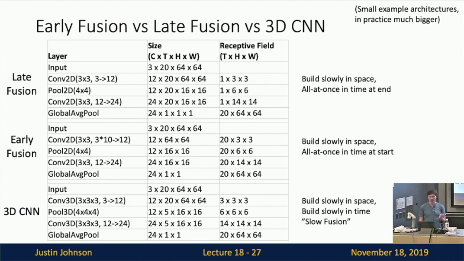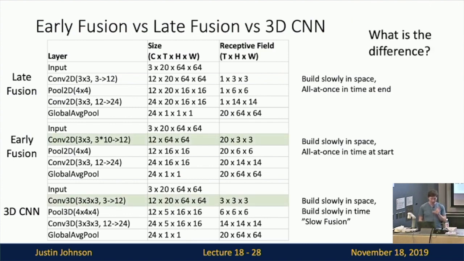So for this reason, because it's building up this receptive field slowly over the course of many layers, these three-dimensional CNNs are sometimes called a slow fusion approach, because they are slowly fusing the spatial and the temporal information over many, many layers of processing. And again, in practice, these are really tiny microarchitectures to just give you a sense of what early versus late versus 3D CNNs look like. But in practice, we would use much larger, much deeper models that have many more layers, and probably work on bigger images as well.